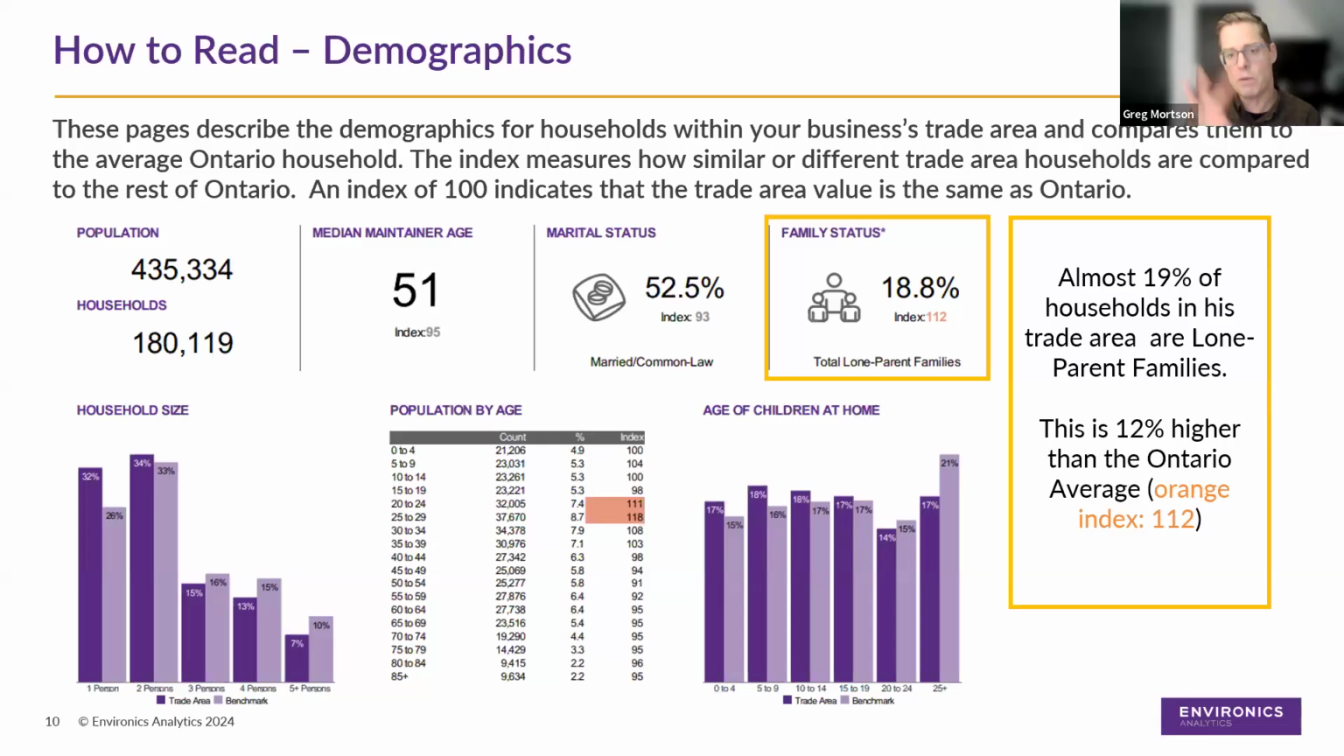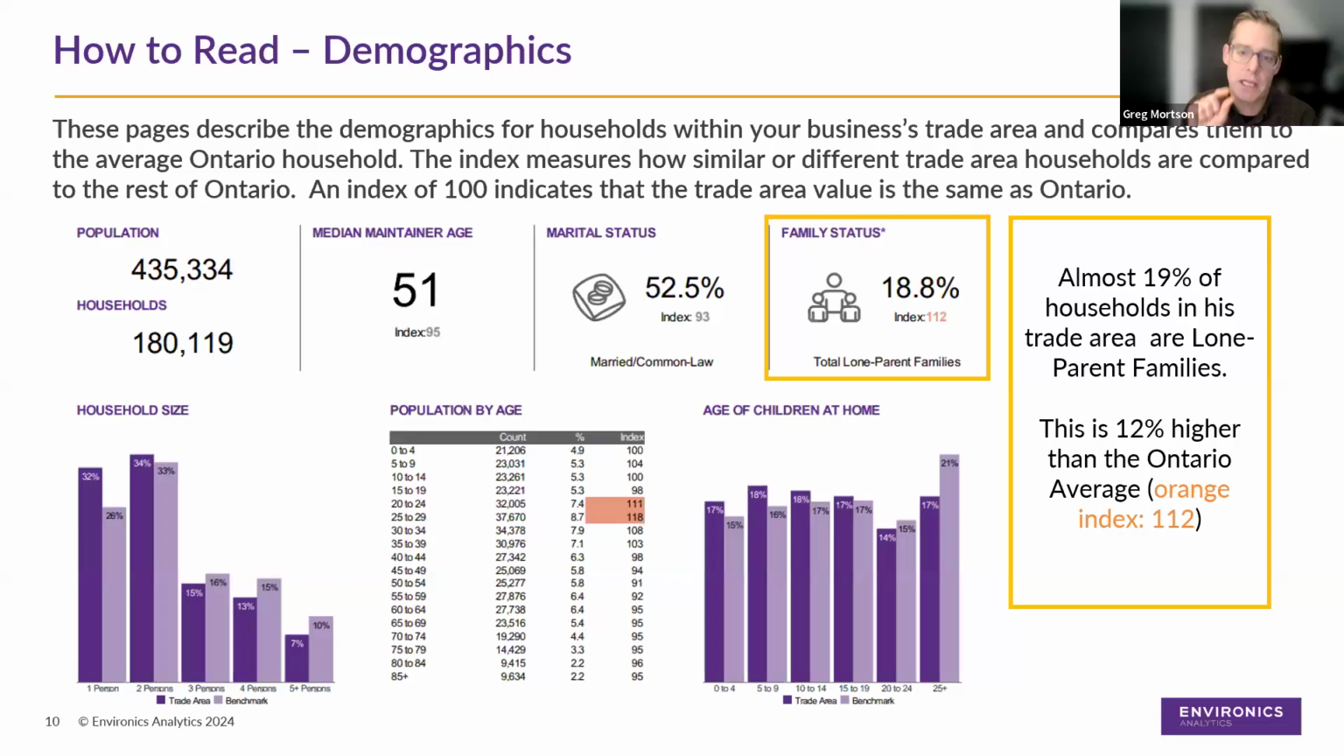So what we're looking at in the top right-hand corner, I'm just pulling out one example here, looks at the family status of households within your trade area. And again, all the data you see here is about households and the population in that trade area that we've defined for your business. So you can see here that 18.8% of the households within your trade area are classified as total lone parent families. So that's an important piece of information in and of itself.